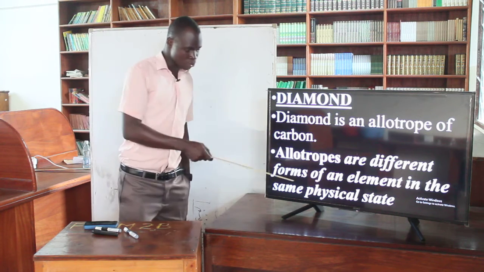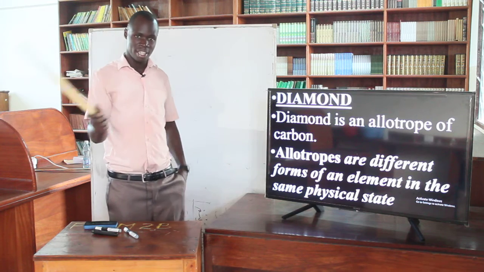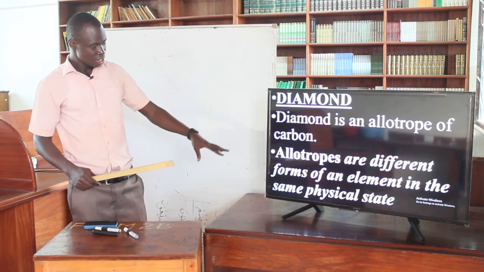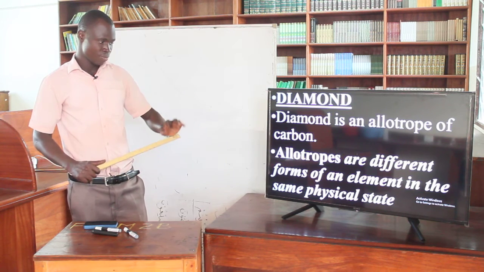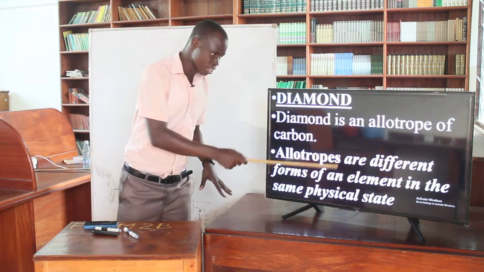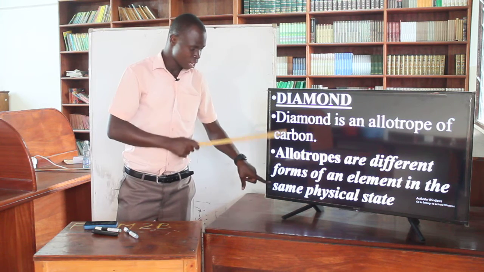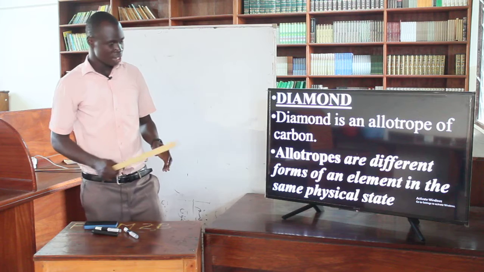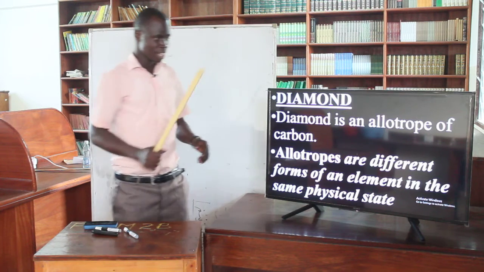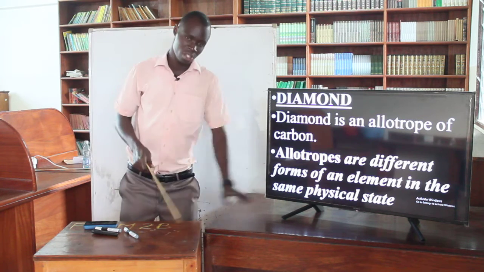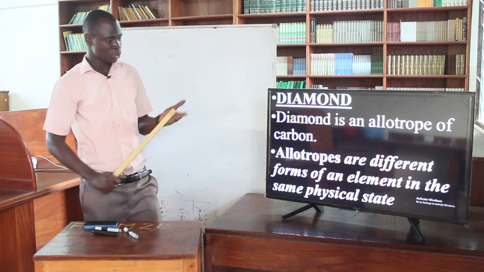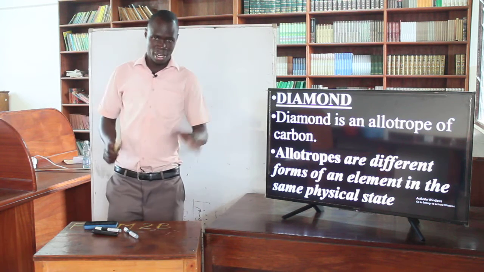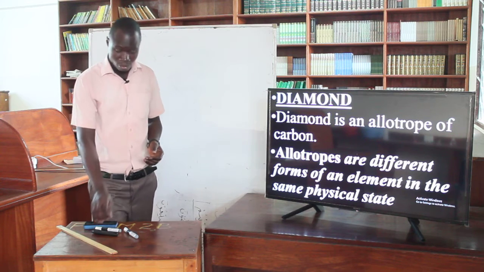So, allotropes are different forms of an element, for example diamond and graphite, in the same physical state. The element we are dealing with here is carbon, and the physical state we are talking about is solid. So these are allotropes of carbon.